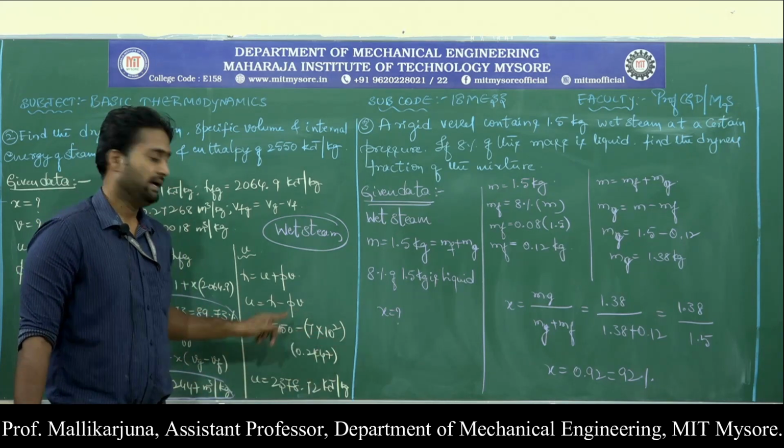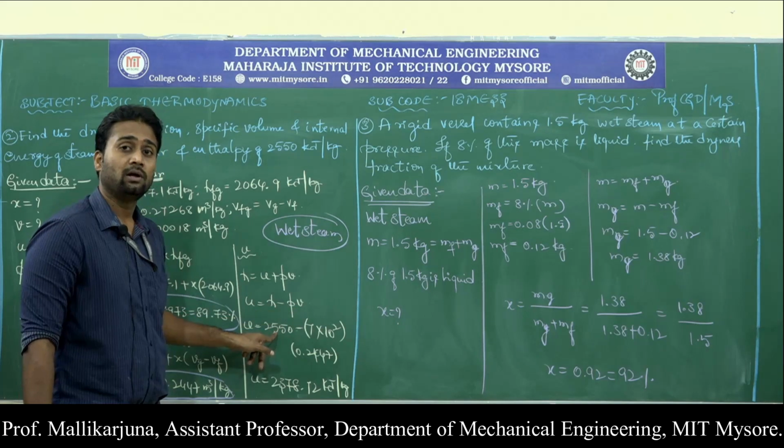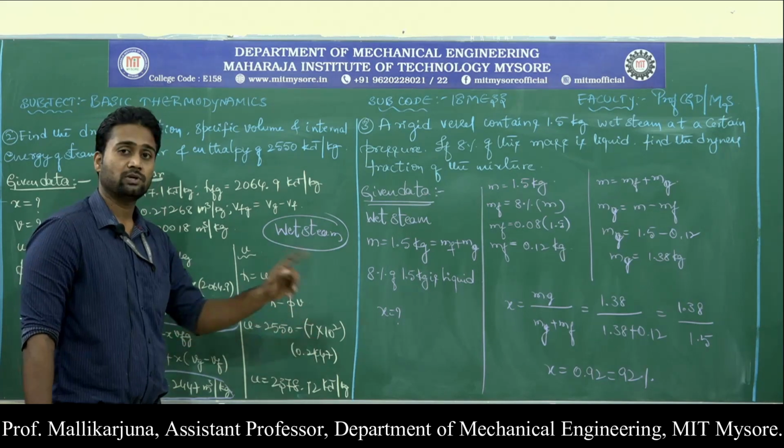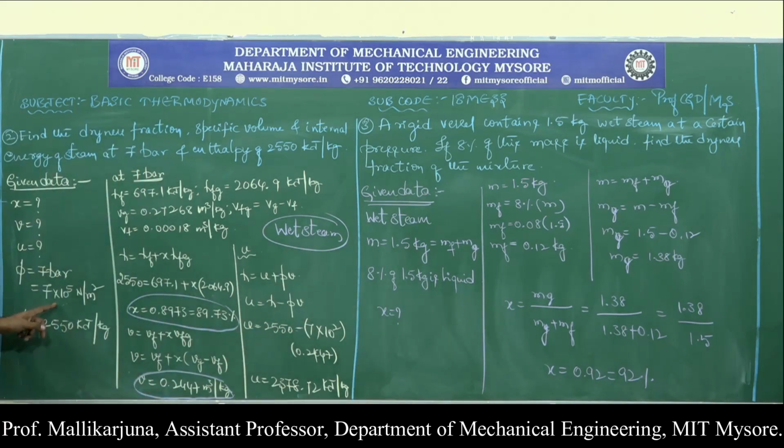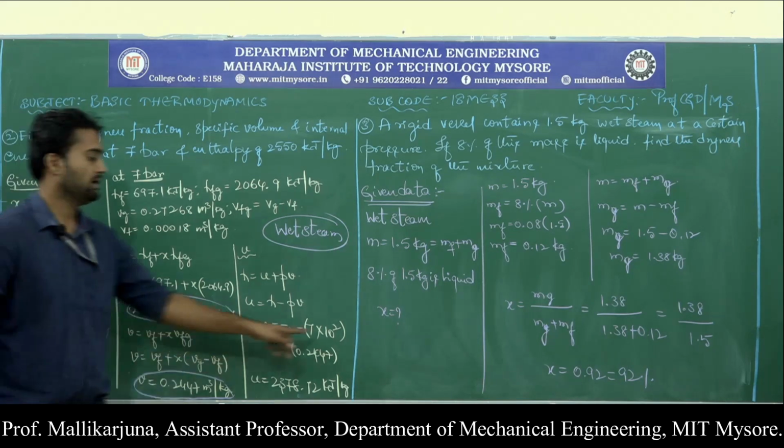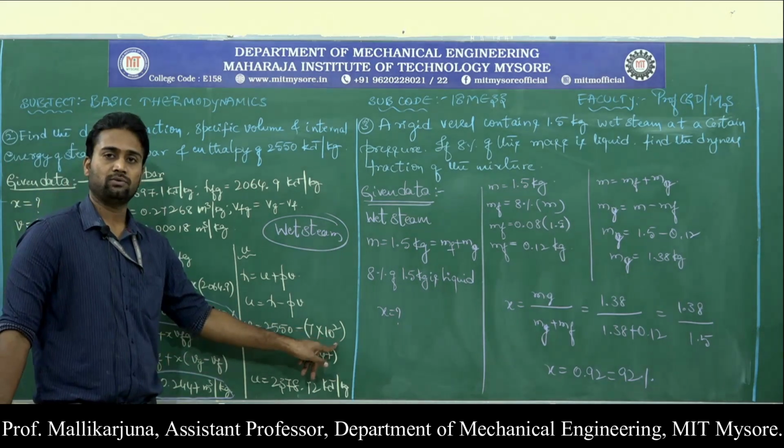Here make sure h is in terms of kilo. Because of that, pressure is also in terms of kilo. I have solved the pressure. Here 7 into 10 to the power of 5 Newton per meter square, or 7 into 10 to the power of 2 kilo Newton per meter square. Because of that, I have substituted 7 into 10 to the power of 2.